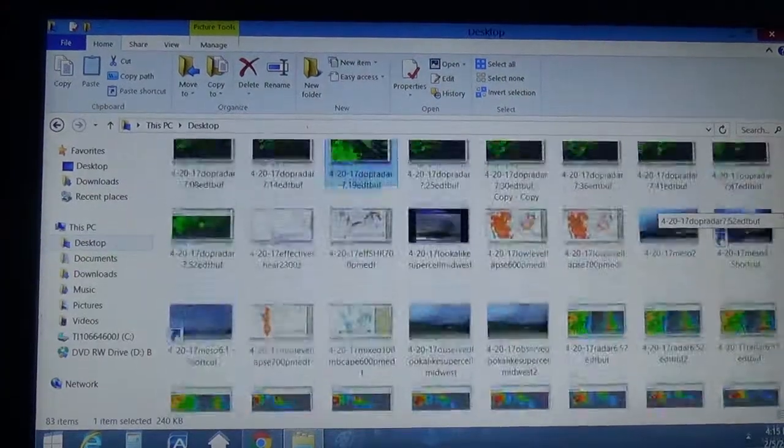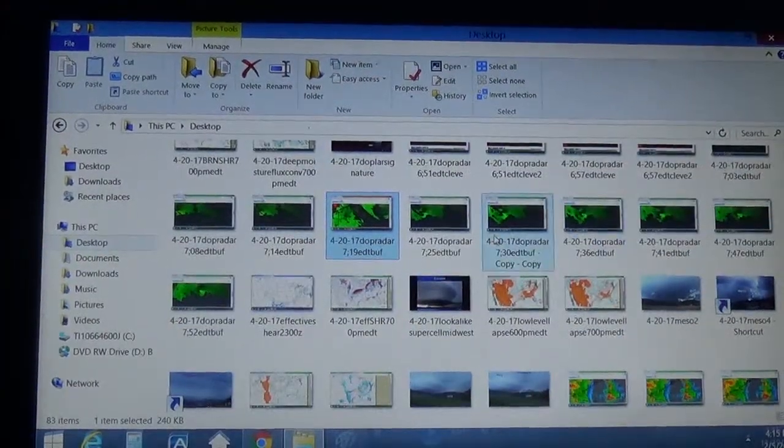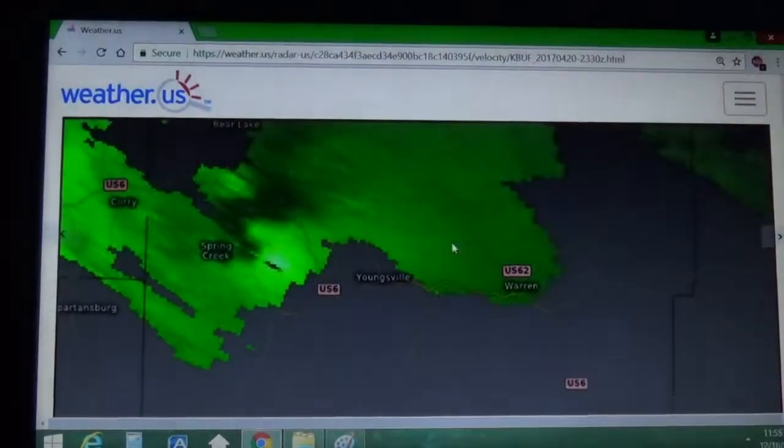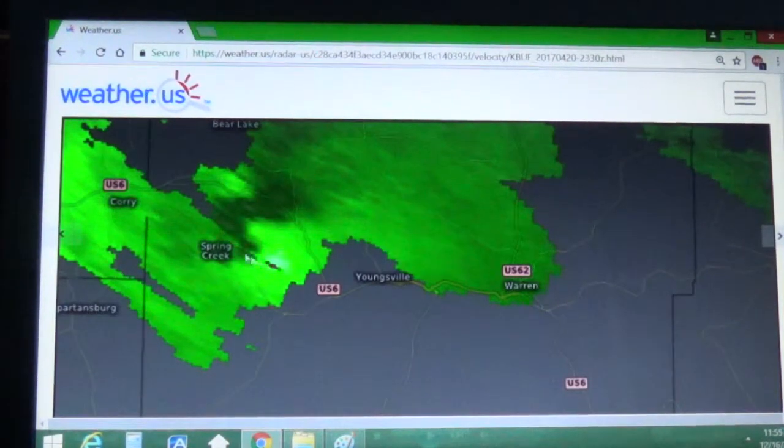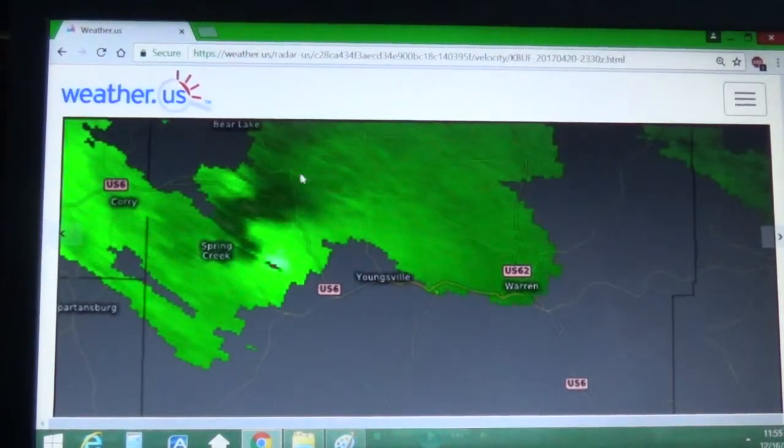Alright, so we're going to look at 7:30 Eastern Time. I think there should have been a tornado warning issued at this time. You see winds going towards the radar, away from the radar, and I think this line here is a little bit of, I think that could be an error. And you see how it's blurred like this. Could be some errors in there.